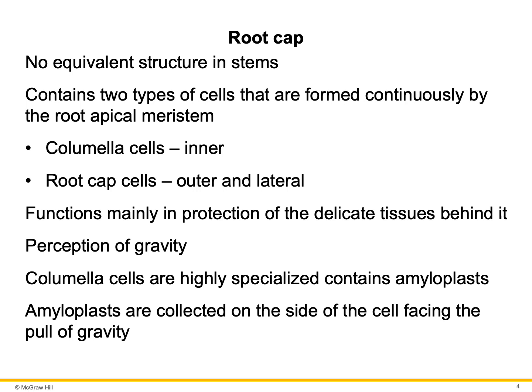It is also very important how these roots are able to perceive gravity. It is actually done by these columella cells, because columella cells have specialized amyloplasts. These amyloplasts have something to do with the perception of gravity, because they are collected on the side of the cell facing the pull of gravity. So they help the root tip to perceive gravity to go downward on earth.